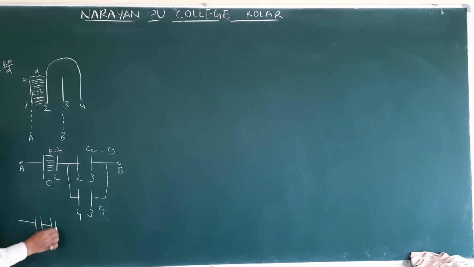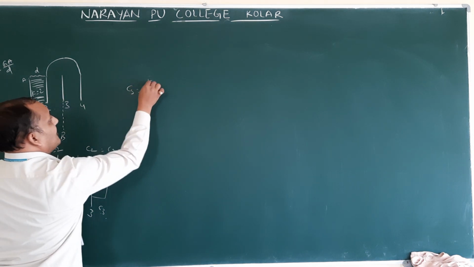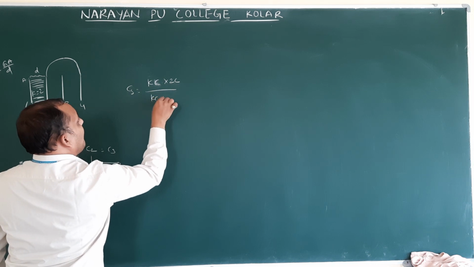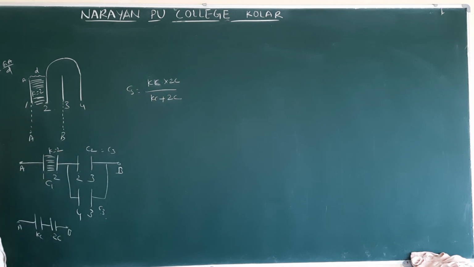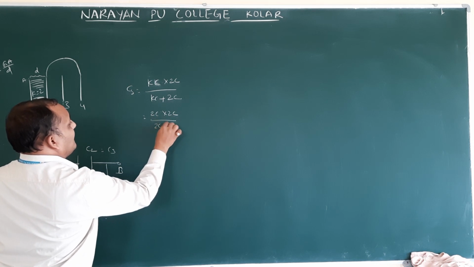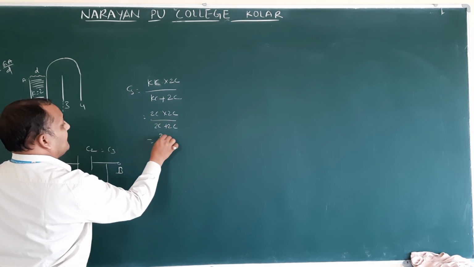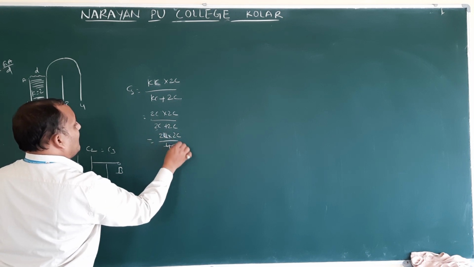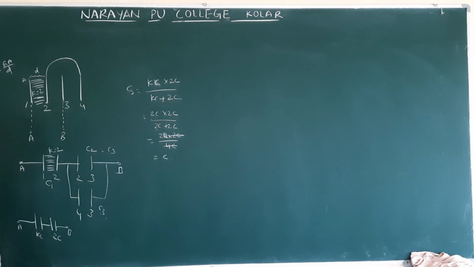This is KC. This is 2C. How are these two connected? In series. Series means what is the formula? Cs is equal to KC into 2C by KC plus 2C, that is C1 C2 by C1 plus C2. K value, how much did they give? 2. That is nothing but 2C into 2C by 2C plus 2C. So that is nothing but 2C into 2C by 4C. That is nothing but C.